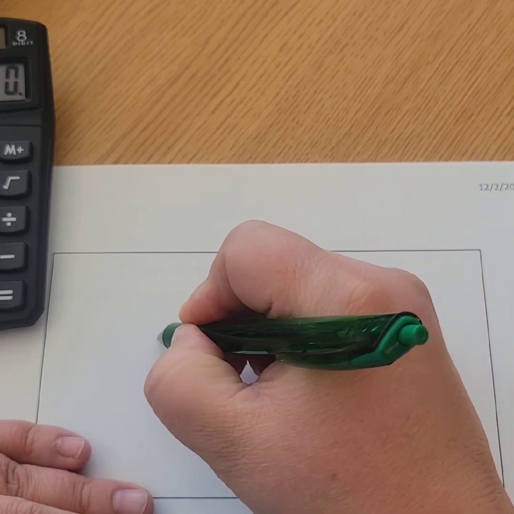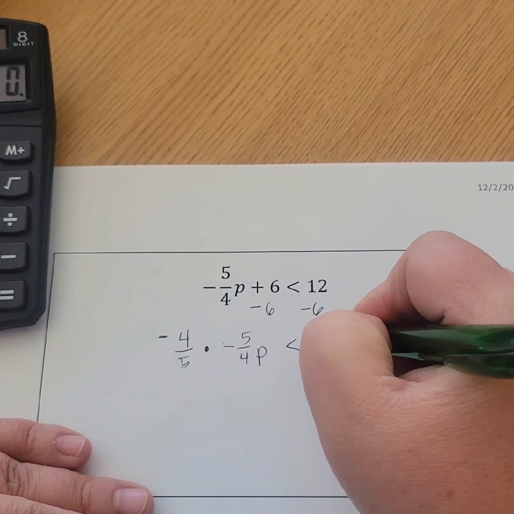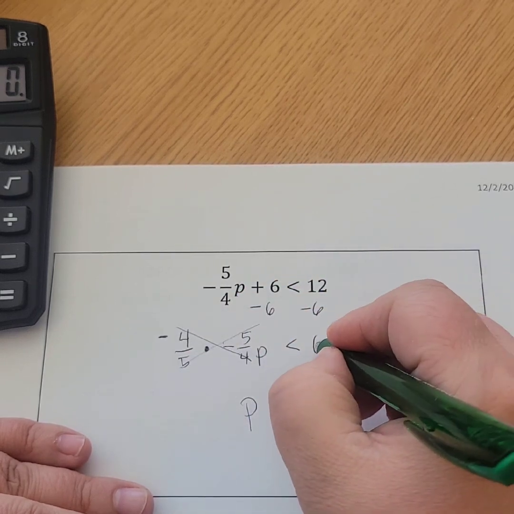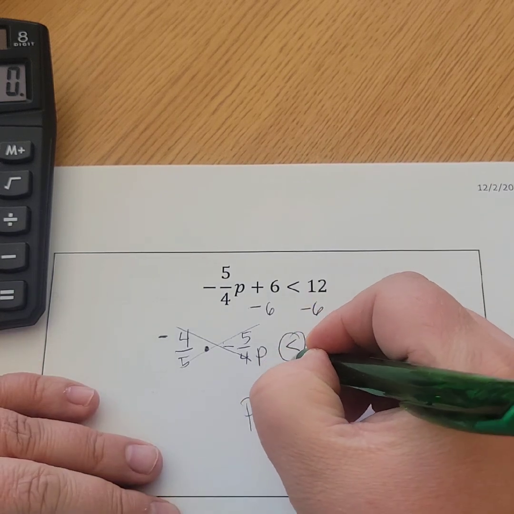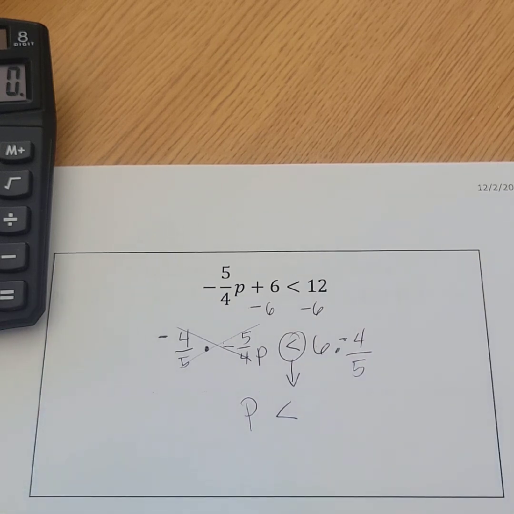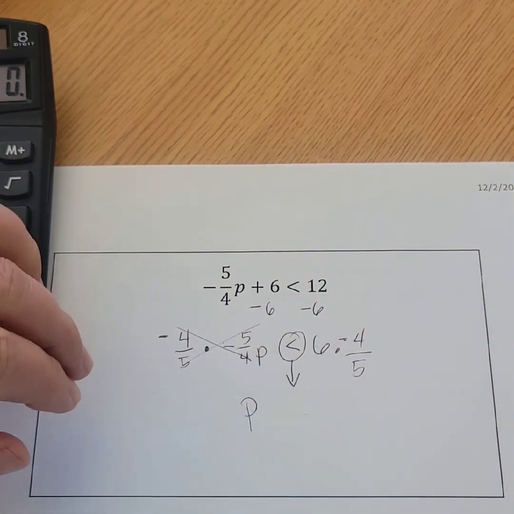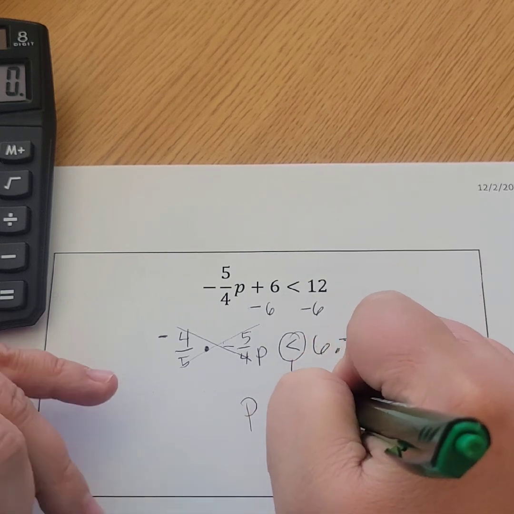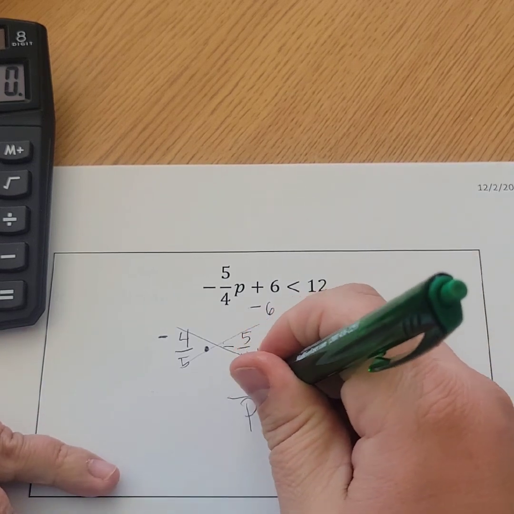So negative 4/5 times negative 4/5. So those cancel. So we have p is less than, well, 6 times negative 4. Oh, what did I do wrong? I got to flip that over because I multiplied by a negative. So I'm going to come in here and fix it. So then we have negative 24 over 5, and that cannot be reduced. So there we go.